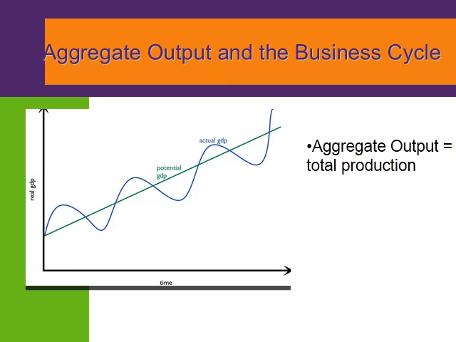Aggregate output is closely related to employment. When the economy is strong, near the peak of the business cycle, many goods and services are being produced, firms need to hire workers, employment is high, and the unemployment rate is low. When the economy is weak, during a recession of the business cycle, fewer goods and services are being produced, firms need to lay off workers, employment is low, and the unemployment rate is high.